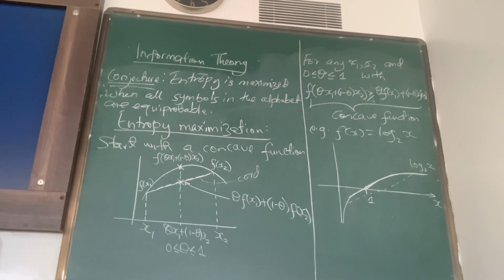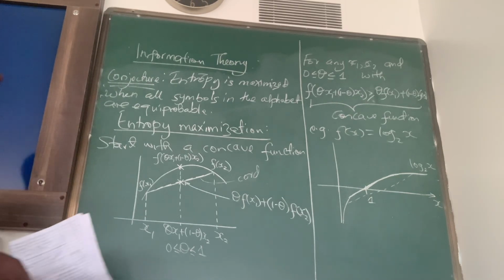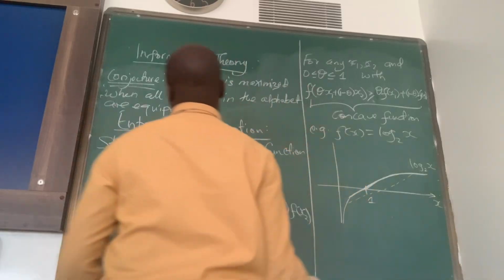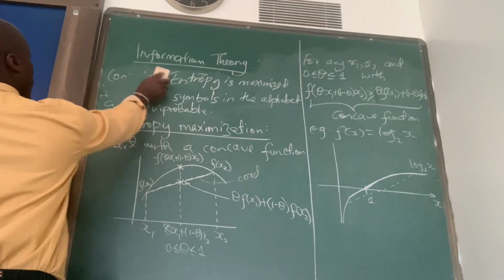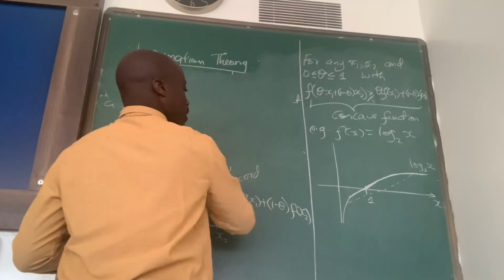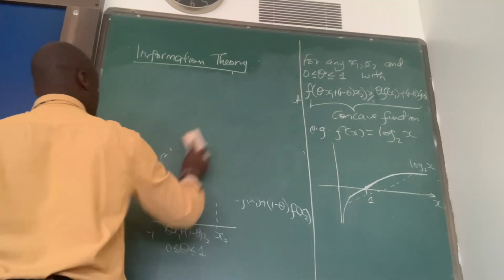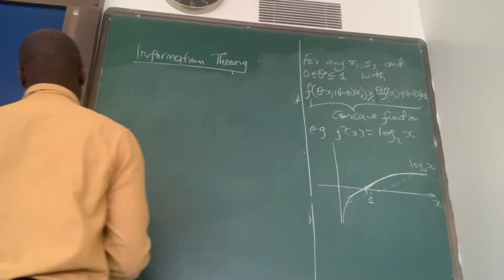But you can also do this using your calculus 1, the second derivative test, to test whether this is actually a concave function or not. What you do is obtain the second derivative. When you differentiate twice, if the second derivative is always less than 0, that means the function is concave, okay? You can use the second derivative test. I think you did that in calculus 1 when you were doing optimization.